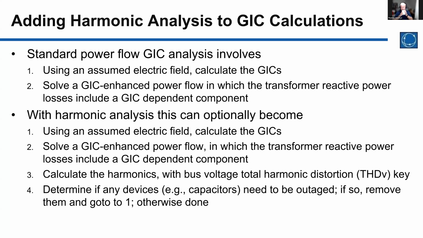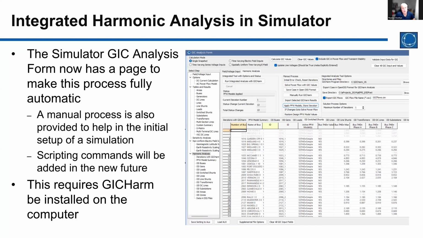So that's the presentation in a nutshell. So now I'm going to get into more of the details on doing this. Okay, so new in version 24, and actually it just came out in, or it is coming out in a recent patch, like a patch that's available in a couple days. There's a page on the GIC analysis form that's called harmonic analysis.